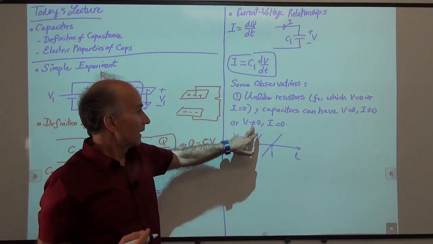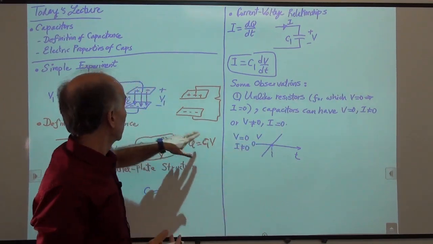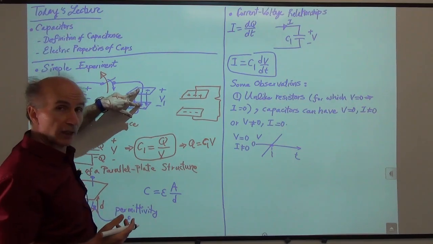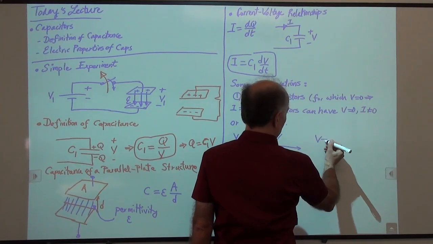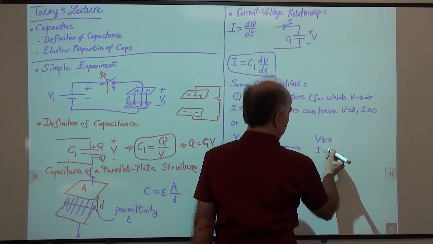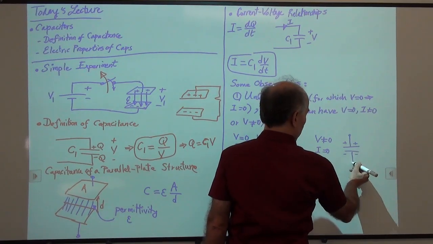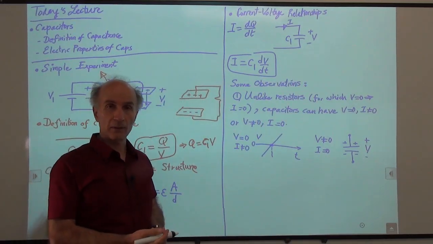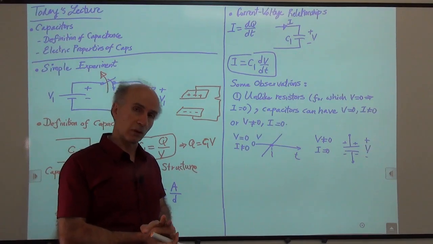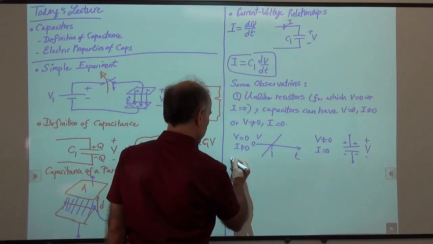How about the other case? V is not 0, but I is 0. Is that possible for a capacitor? Sure. If I have a capacitor that has a voltage on it, and I just leave it by itself. So consider V is not 0, I is equal to 0. So I charge a capacitor, and I leave it alone, right? It's not connected to anything. So it has certain voltage, and it has no current through it because it's open circuited from the rest of the world. Okay, so these are interesting properties that we observe for capacitors.